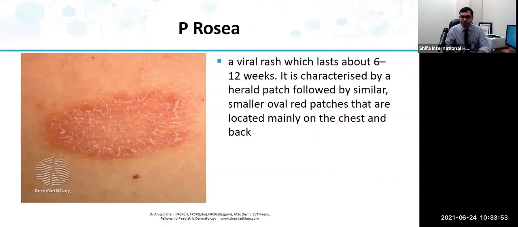Pityriasis rosea. So this is a viral rash, usually lasts for 12 weeks. There is a very typical history that one patch started on the trunk somewhere. So if you ask the family, oh yes, I've seen it at least a few times here in the last 2 months of my practice in Pakistan.